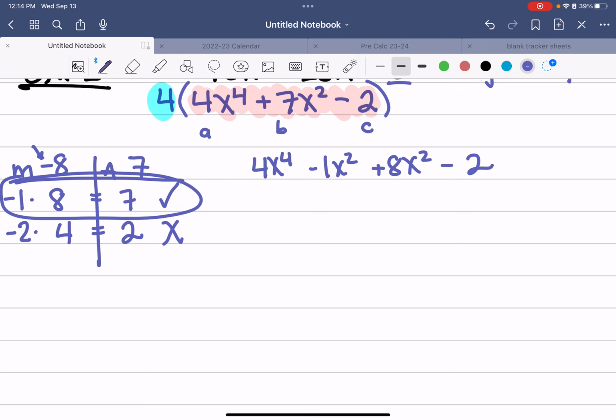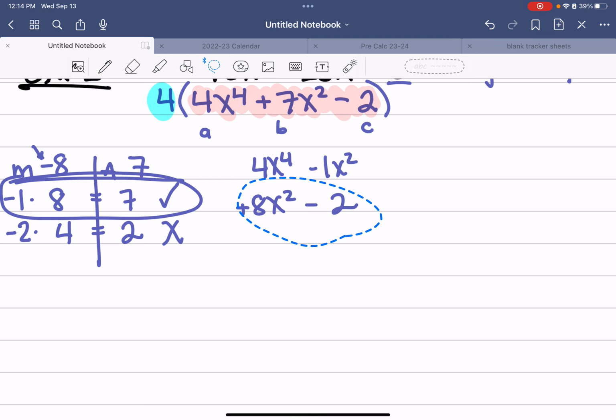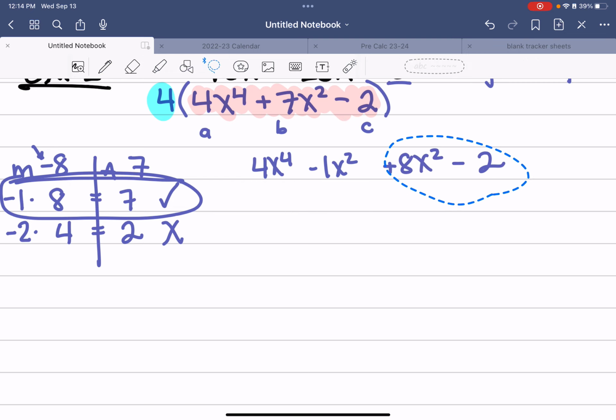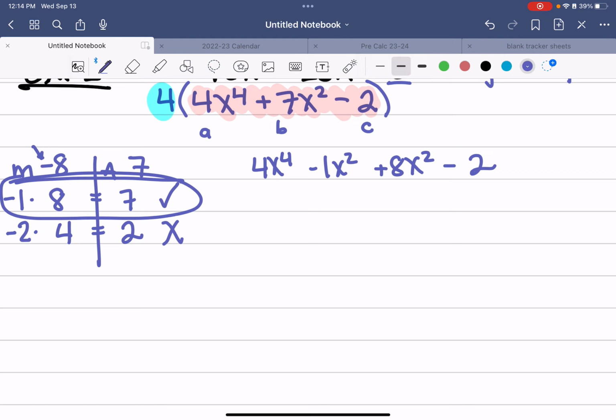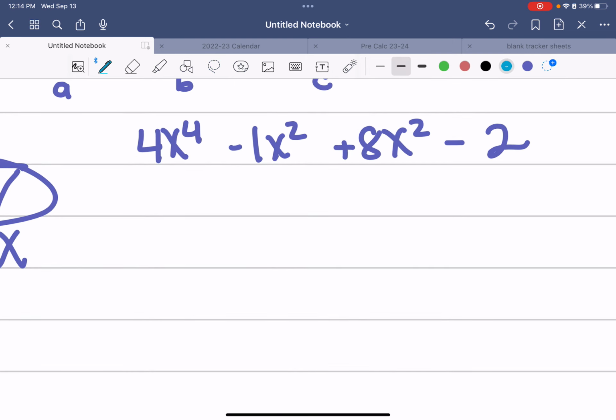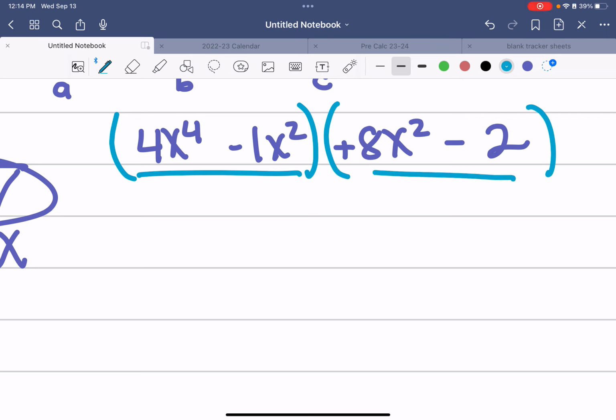Now, if you wanted to do the box instead, this is what the box would look like. We just write it like this instead for grouping. And now for a grouping question, we're going to group the first two and the second two. Remember, the way grouping works, we find the greatest common factor of each pair of numbers, and then we take it out. So positive 4x to the 4th minus 1x squared has an x squared in common. 8x squared minus 2 has a 2 in common.